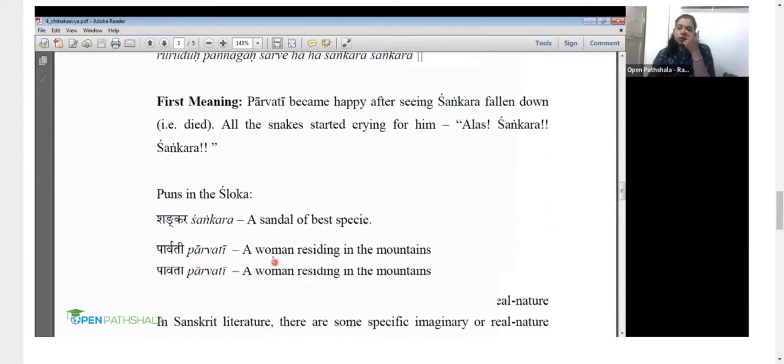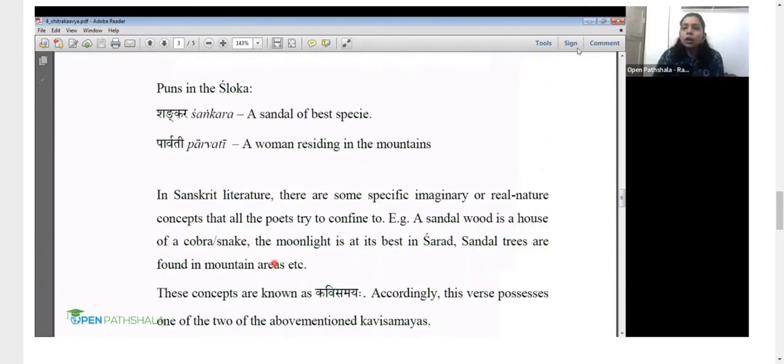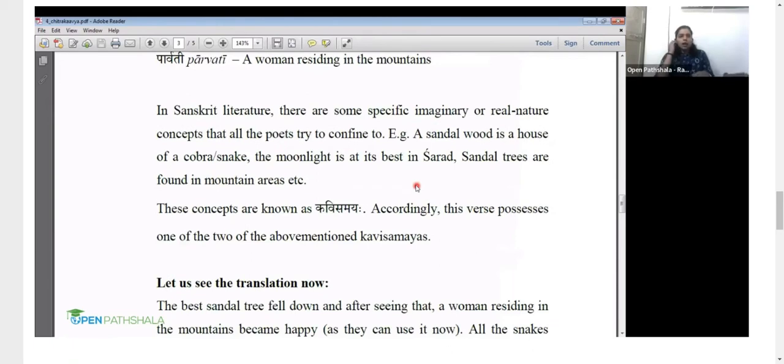Okay, we'll see. You know, Sanskrit has this beautiful concept called Kavi Samaya. Kavi Samaya means, in Sanskrit literature, specific imaginary or real natural concepts are there, and the poets try to confine to those natural phenomena or those imaginary set of beliefs. For example, this one, that all the snakes reside on sandalwood. So whenever you come across any shloka, any subhashita that describes sandalwood, you will find some reference to the snake, sarpa, naga, or anything.